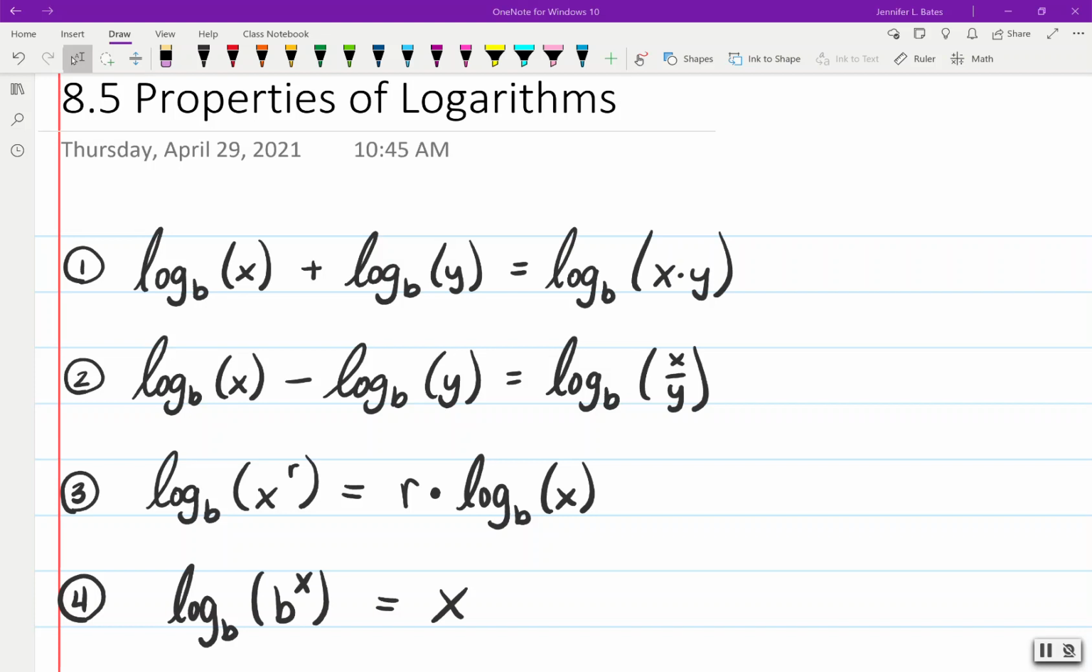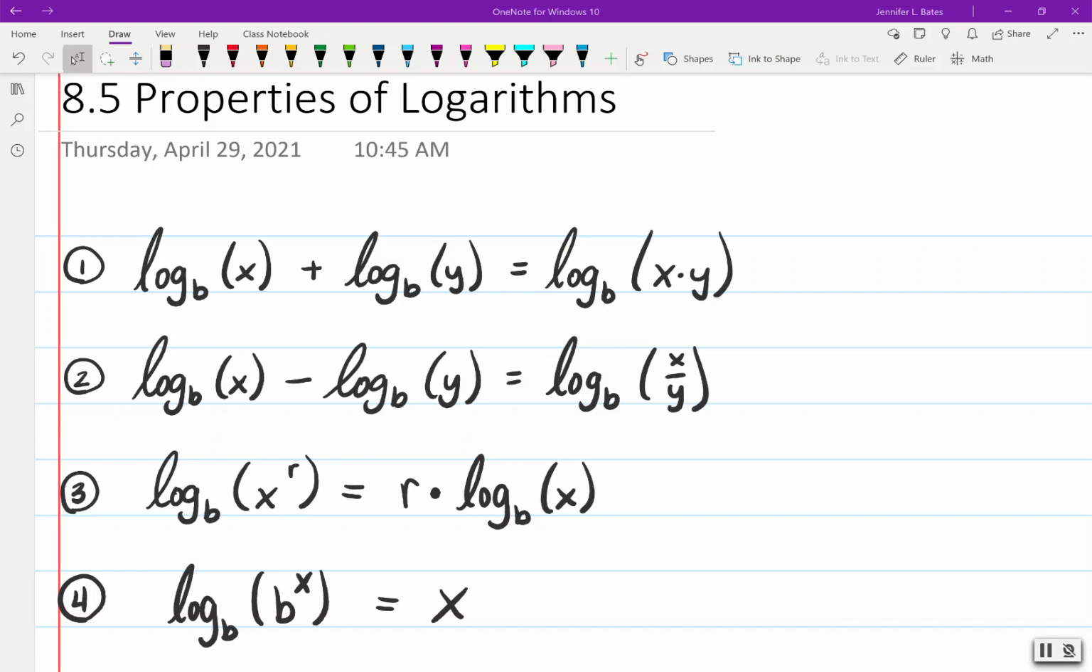So these log properties, we've been talking a lot about exponentials and how to solve them, logarithms and how to solve them. Now we're going to be talking about how to use some of these additional log properties. So if you take a look, log property number 1 talks about how to take 2 logs and add them. How do we combine them? So we're just going to multiply the arguments.